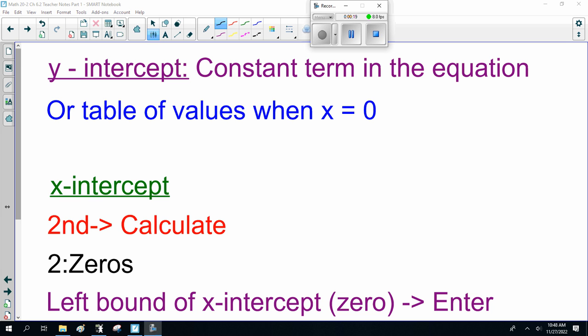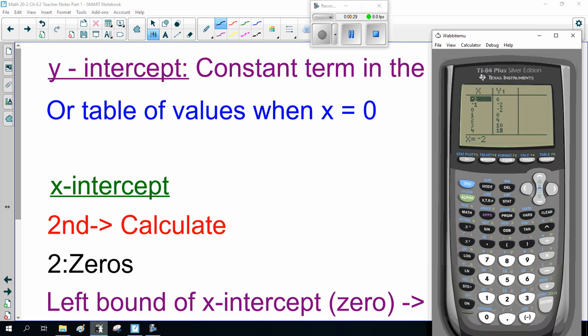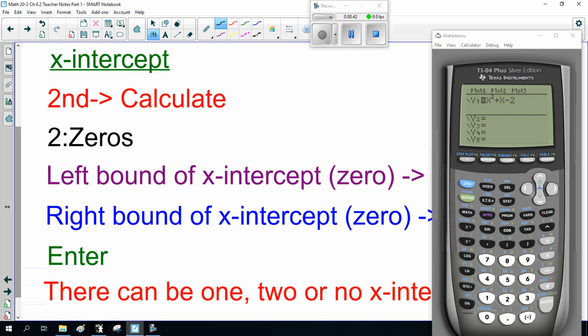So, what I want to talk about here, or just a reminder, y-intercept is the constant term in the equation or the table of values when x equals 0. We just did that graph there. When x is 0, y is minus 2, or we look at the equation x squared plus x minus 2. Now the x-intercept, as I just showed you, we have to calculate the zeros.